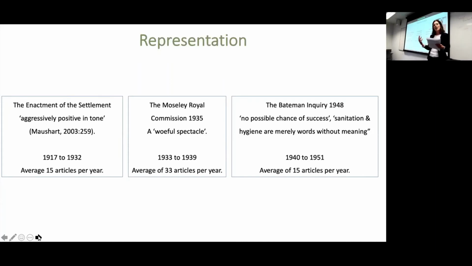So as my title says, out of sight, out of mind, it was pretty much out of sight, out of mind during this period. Then the second period was between 1933 and 1939, and the Moseley Royal Commission was enacted in this time, and suddenly the settlement, which had been portrayed as very positive, mostly, was examined. And the Moseley Commission found that the settlement was in actual fact terrible. The conditions were terrible, the dormitories were terrible, the structures and the way the children were being treated, and the adults. And he infamously stated that it was a woeful spectacle. And suddenly, as you can see, the articles increased to 33 articles on average a year, which is really still only 3 a month.